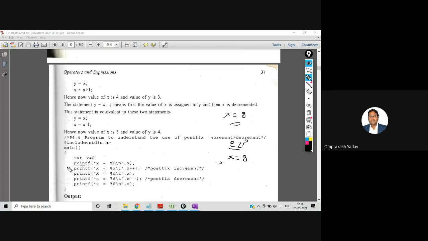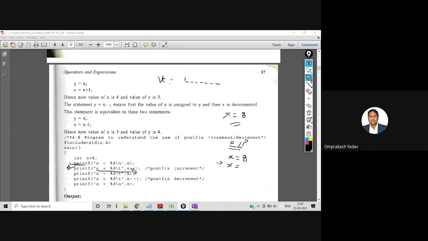Now we have completed the second line. Let's go to this particular line. It's written printf x is equal to %d, and then tab is there. One tab is equal to 8 blank spaces. So one value will be printed over here, then 8 spaces will be left, and the next value will be printed. It's written x is equal to %d, and x plus plus will be printed.